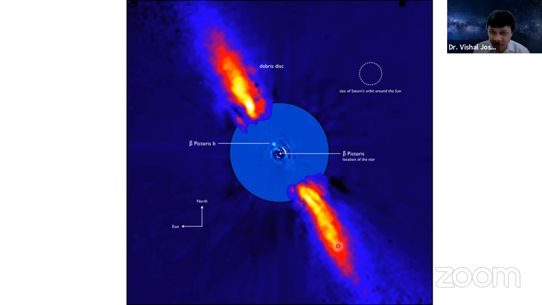So this star is called Beta Pictoris. It is a variable star, and if you hide its light, you can see there is a bright spot around that star. And this is called Beta Pictoris b. The main star is called A, and the rest of the planets are called b, c, d, e, f, g, h, and so on. So this is the first planet, so it is called Beta Pictoris b.